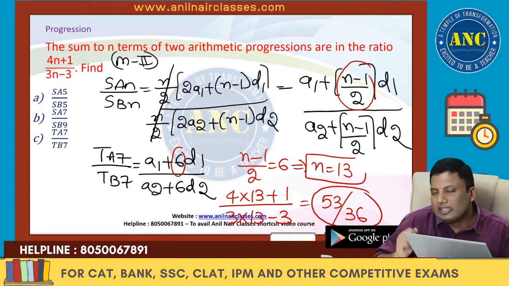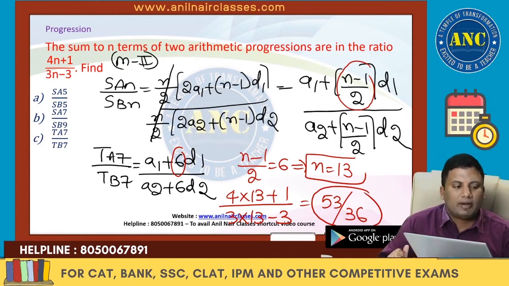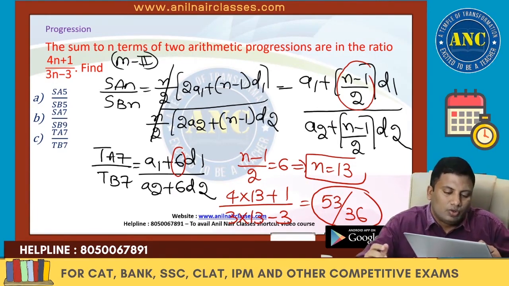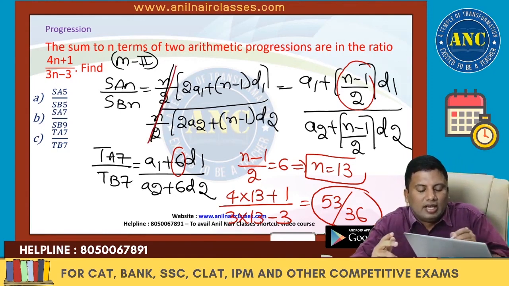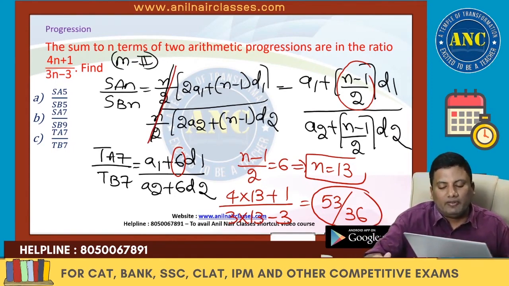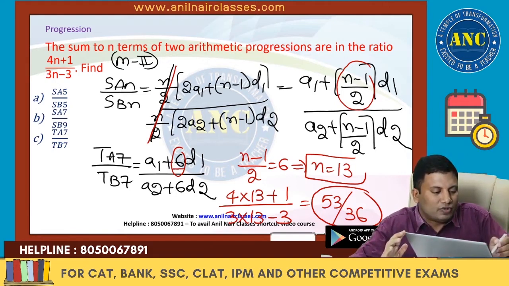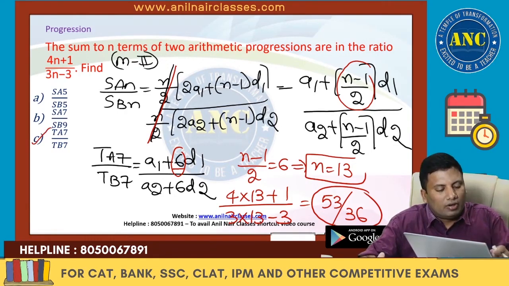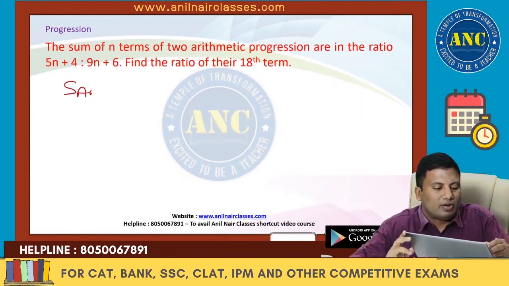Method number 1: the sum of n terms ratio becomes the nth term ratio if I replace n by 2n minus 1. Or if you don't want to replace it, you can use this logic: n by 2 into 2A1 plus n minus 1 into D1, n by 2 cancels, A1 plus n minus 1 by 2 into D1. I want 6D1. I hope it is clear. Now, I will come to A and B. So, let us do this exam related question.